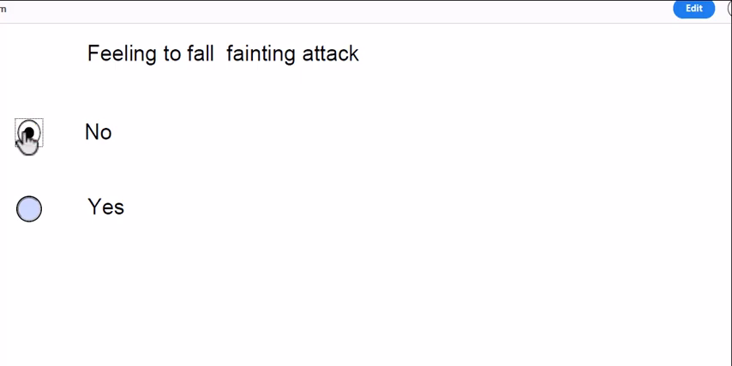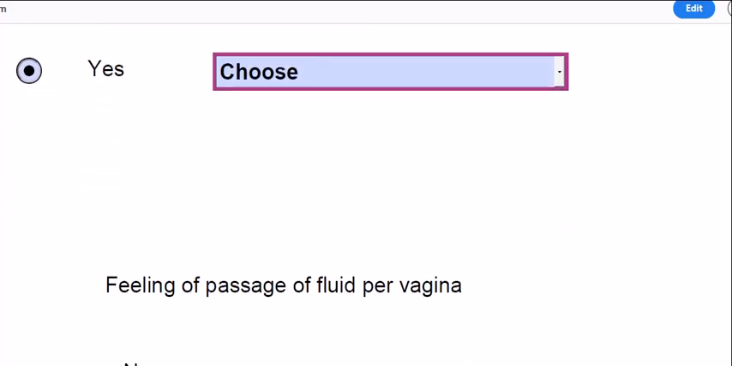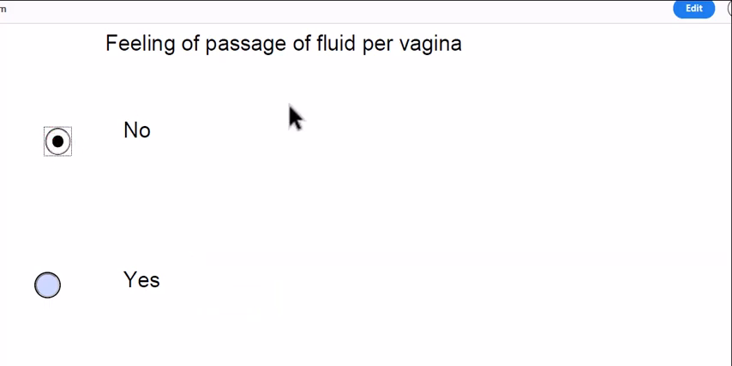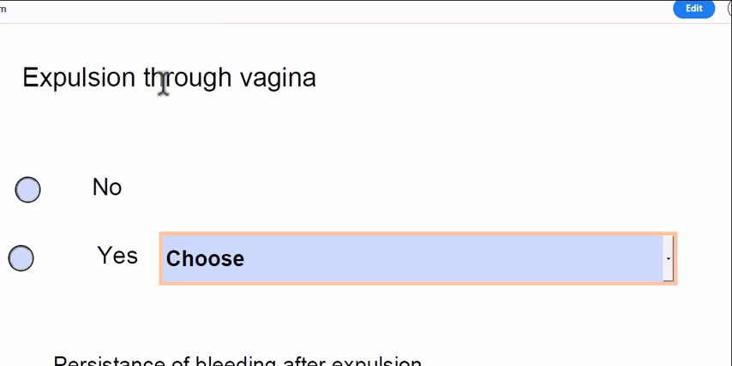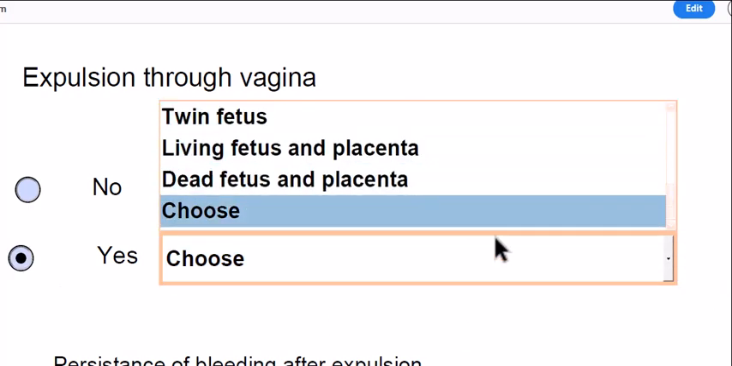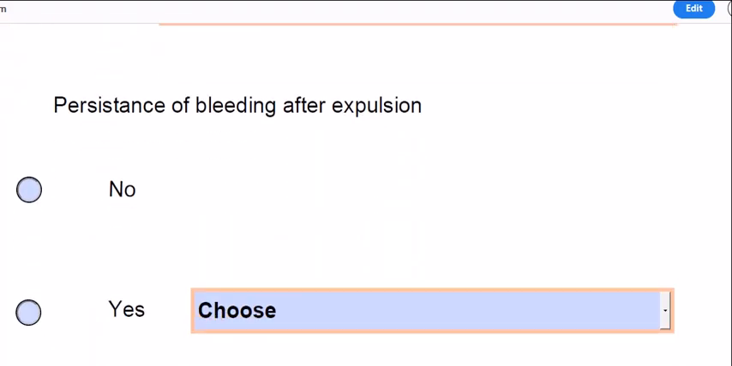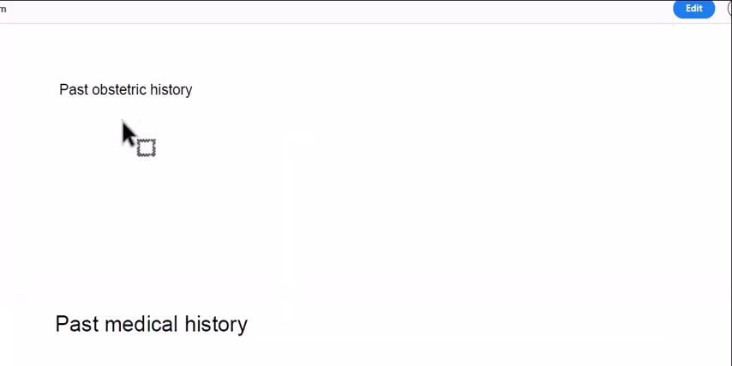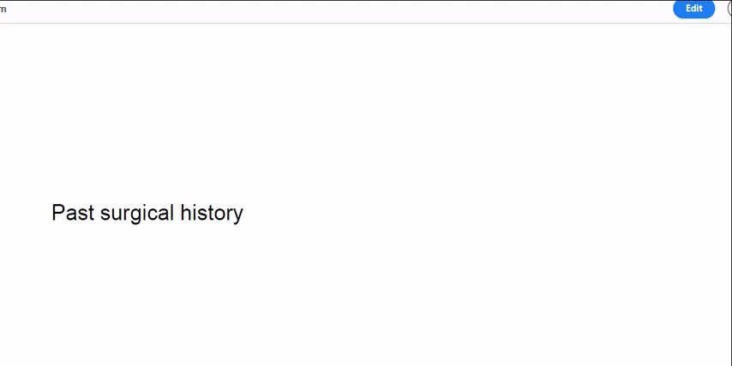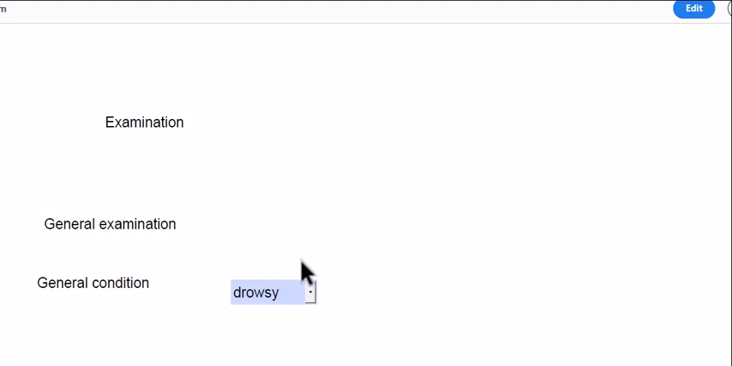Does the patient have feelings of falling or fainting attacks, feeling of passage of fluid or not, fever or not, and any sensation of expulsion from the vagina or not. Has she expelled tissues or fetus or placenta or the membranes or sac, and is there persistence of bleeding after expulsion. We are going to mention the past obstetric history, past medical history, past surgical history and the family history, and then we are going to make the examination of the patient.